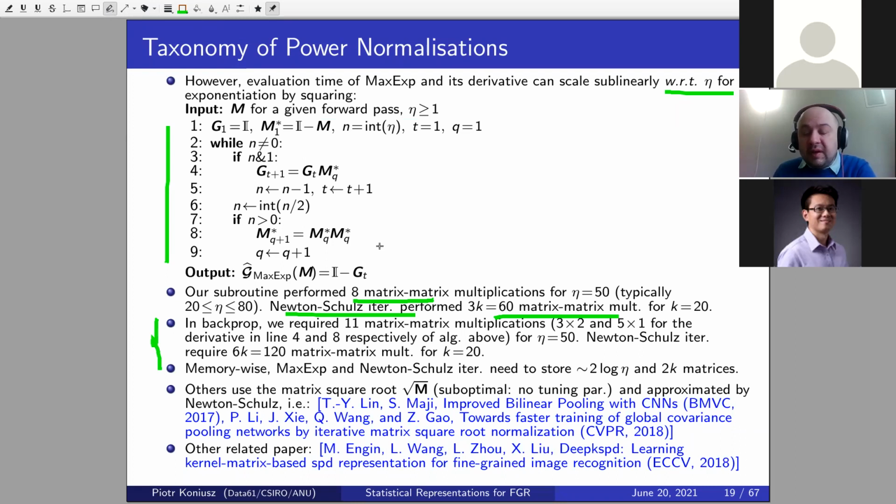What is important here is that the matrix square root essentially is a specific realization of power normalization, where we raise the matrix to the power 0.5, but this is not always optimal. So this algorithm here lets you control essentially that.